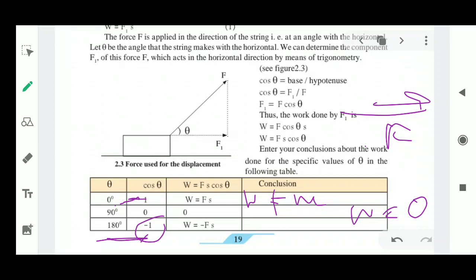So then the work is negative in the third case. So in this case minimum work is done, okay. So see this formula, work is force into displacement, okay. The work is 0 in the second case and the third case is a negative work, okay. So today we learn the positive work, negative work and zero work.